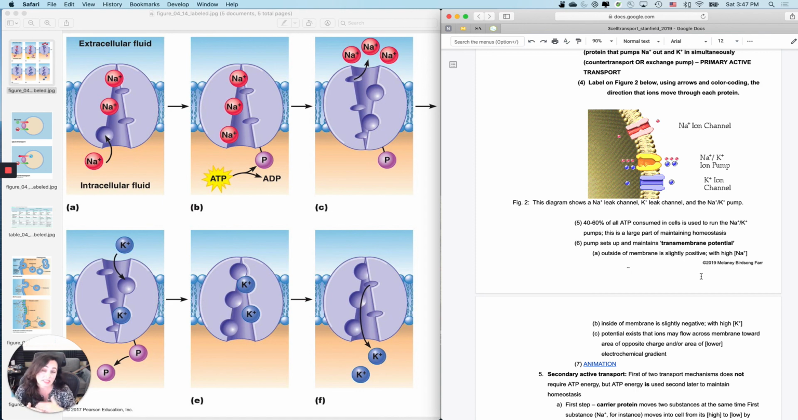If you have cells like nervous and muscular cells that mess with the sodium and potassium concentrations on purpose, then you just need to use the pump more. Okay, so the pump will basically maintain your sodium and potassium concentration gradients. And it also does this thing called maintaining the transmembrane potential.